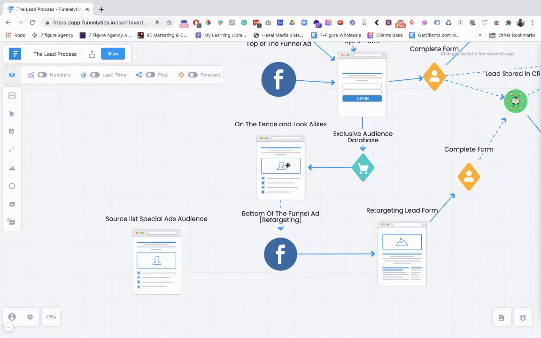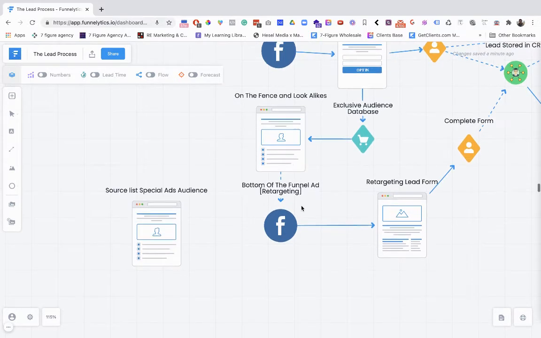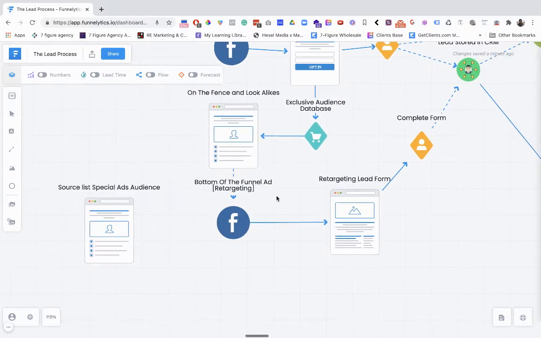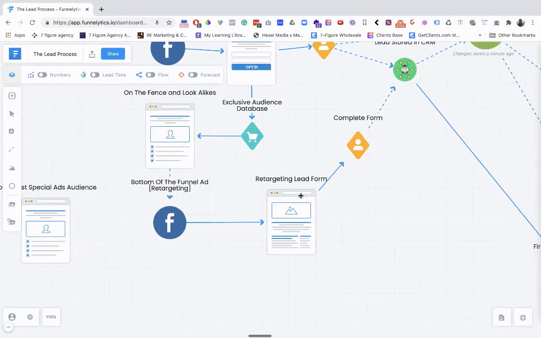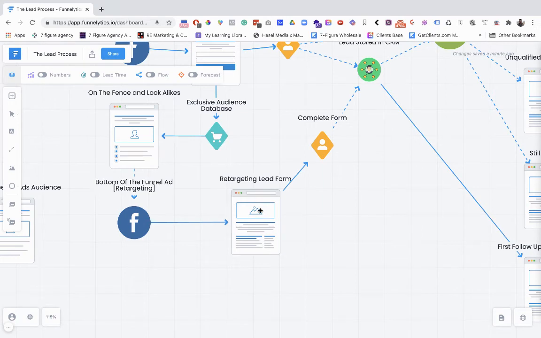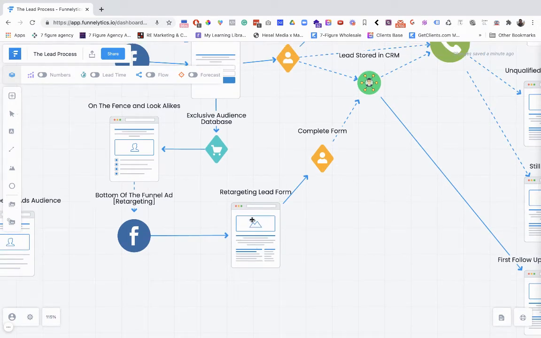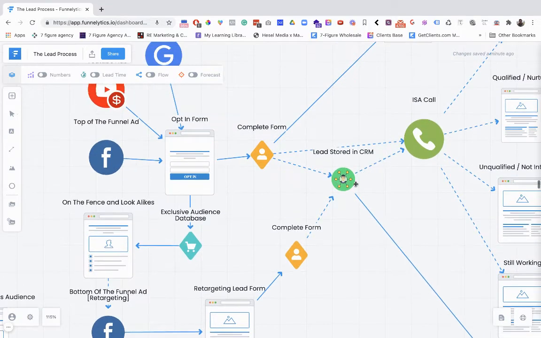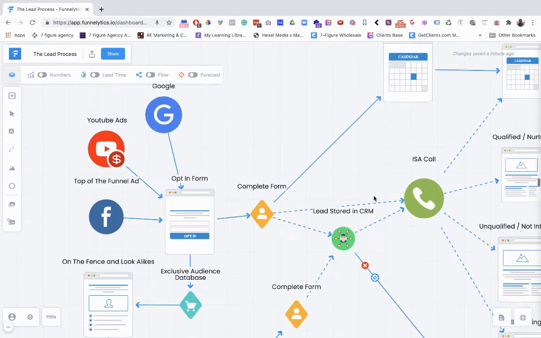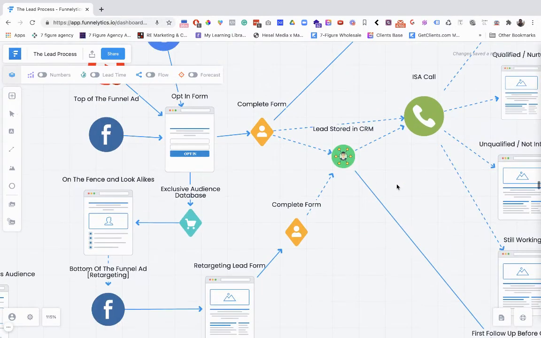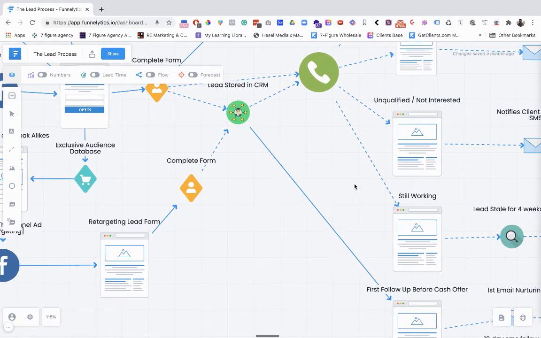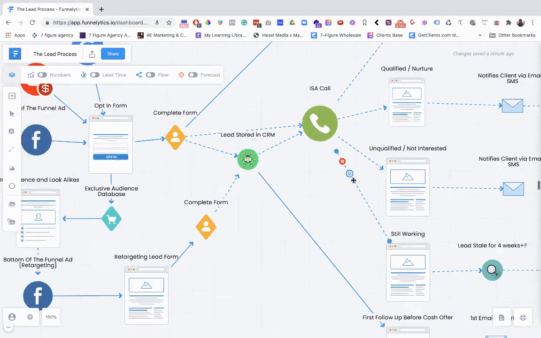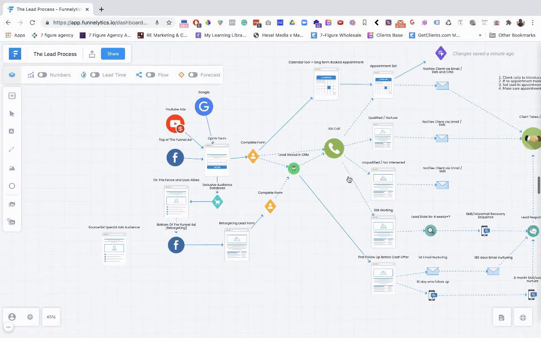Basically, for people that are on the fence, we're going to do a bottom of the funnel ad, which is going to be a retargeting ad where we retarget them through video marketing and static picture marketing, and then the cycle goes back up. Retargeting lead form, they complete the form and they get stored in the CRM. They also get called by the ISA, but they also have the ability to book an appointment in the calendar. Now let's go back and take a look at this from a higher view.